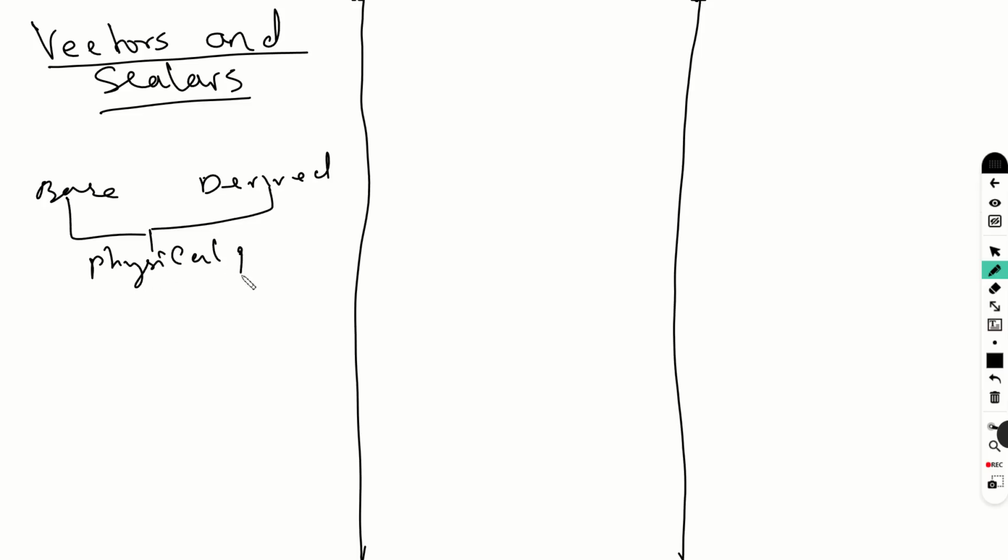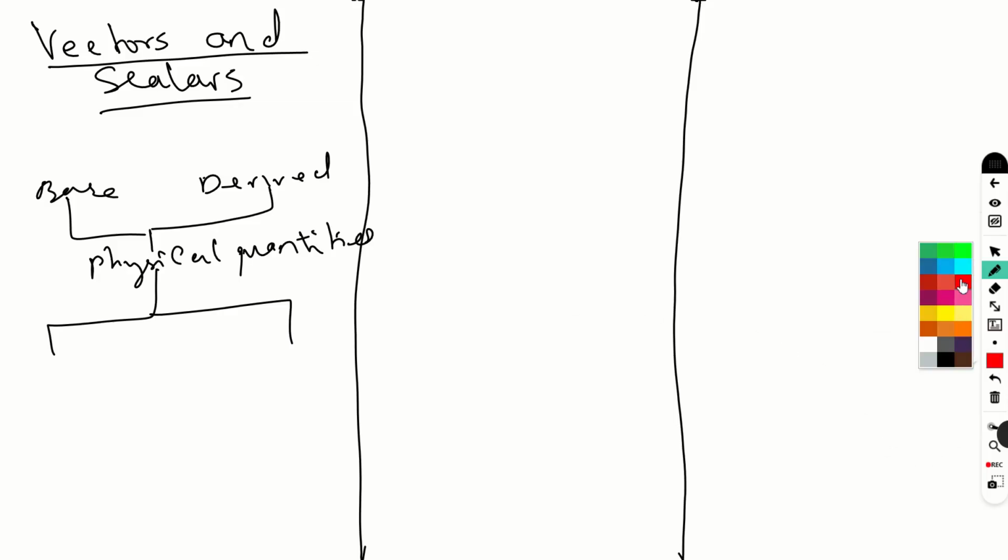We gave a lot of examples: pressure, force, mass, time, current. These quantities are further divided into two, as we will see: we have vectors and we have scalars.